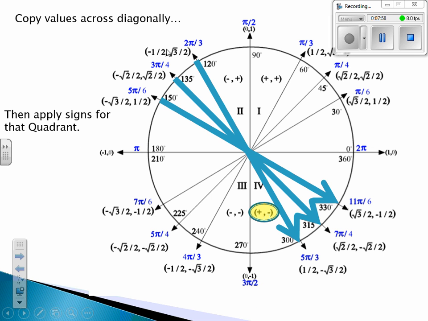So 1/2, square root of 3 over 2. If I follow this, 1/2, square root of 3 over 2, but I need to have a positive for the x value and a negative for the y value. So I need to make all my y values negative in quadrant 4.